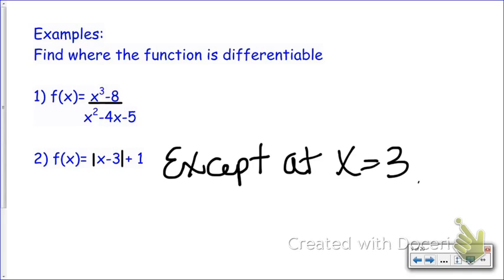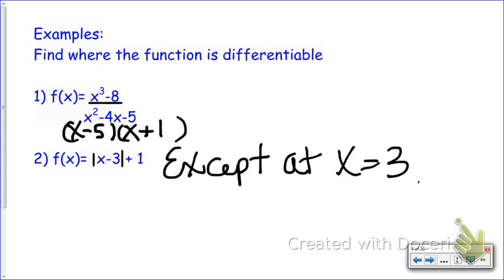On the next example, we will have to factor the denominator. Our denominator factors into x minus 5 times x plus 1. Now, to determine if it's differentiable, we have to figure out if there is an asymptote line or a hole in the graph. So we need to figure out if x plus 1 or x minus 5 is a common factor of x cubed minus 8. So let's figure that out.